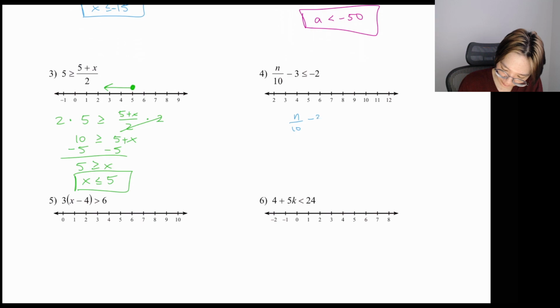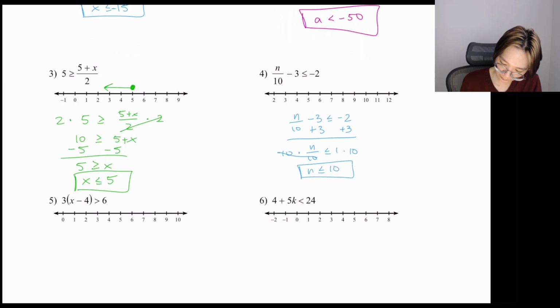N over 10 minus 3 greater than or equal to negative 2. Add 3 to both sides, so we have n over 10 greater than or equal to 1. Multiply by 10 to get rid of the divide by 10, so n is greater than or equal to 10. 10 is over here, closed circle because it can be equal to, greater than 10, so this way.